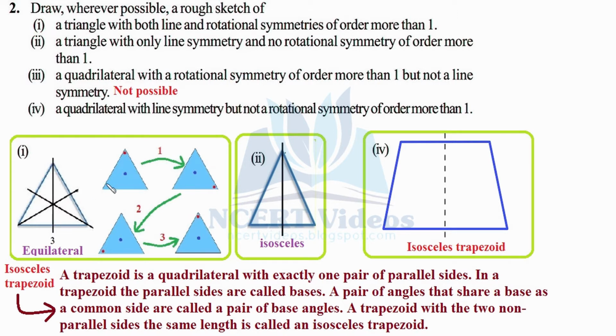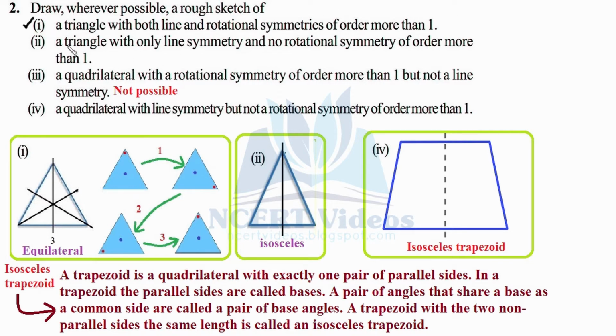And for rotational symmetry, it has again 3 rotational symmetries, because this point rotates in 3 directions, and in each direction the image is very similar to the original one. Therefore, equilateral triangle has both line symmetry and rotational symmetry with order more than 1.